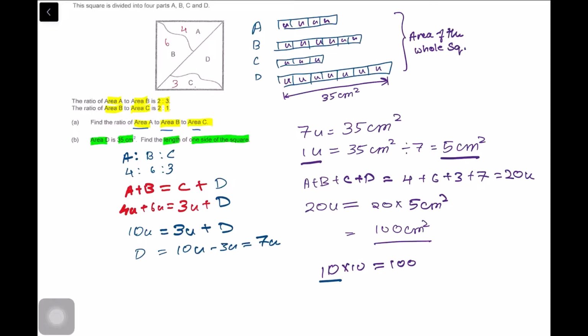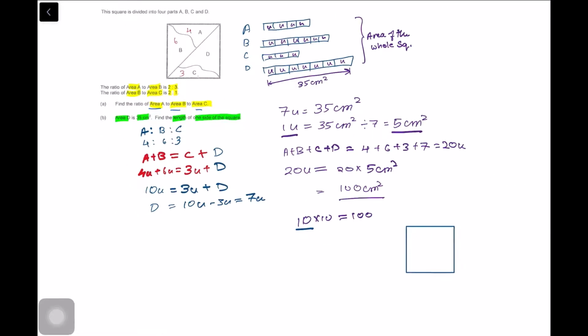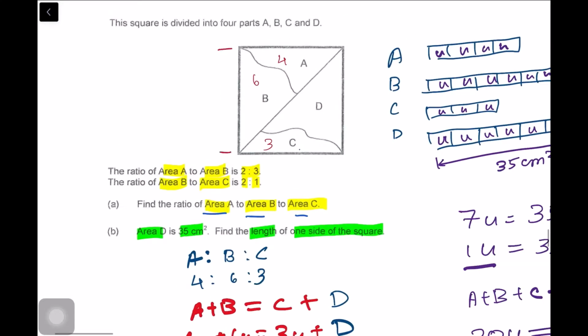So that's the answer. If I just draw the square out, a small square over here, it doesn't look like a square, but just assume it to be one. This is 100 square centimeters. Then this side would be equal to this side, equal to this side, equal to this side. So this is 10 centimeters and this is 10 centimeters. So that's the length of one side of the square, 10 centimeters.